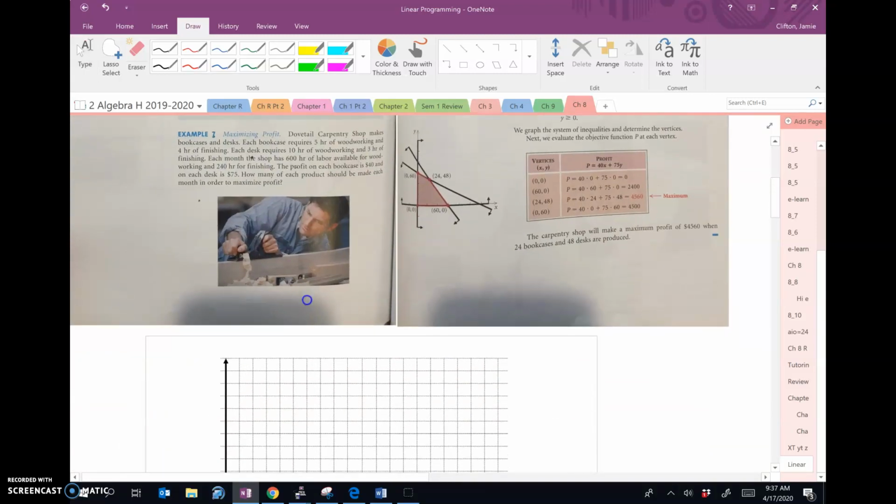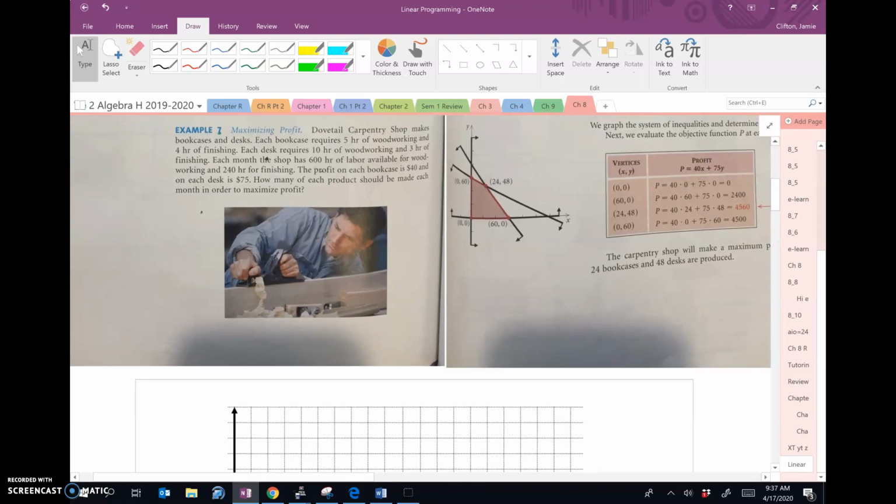The problem we're going to try to do is example 7 on page 714. Dovetail Carpentry Shop makes bookcases and desks. Each bookcase requires 5 hours of woodworking, 4 hours of finishing. Each desk requires 10 hours of woodworking, 3 hours of finishing. Each month, the shop has 600 hours of labor for woodworking and 240 hours of labor for finishing. The profit on each bookcase is $40 and on each desk is $75. How many of each product should be made in order to maximize the profit?